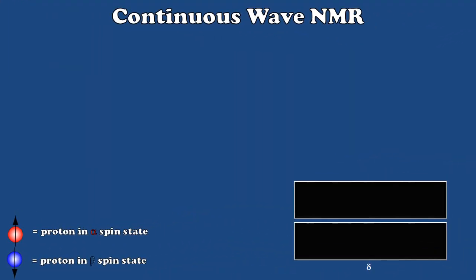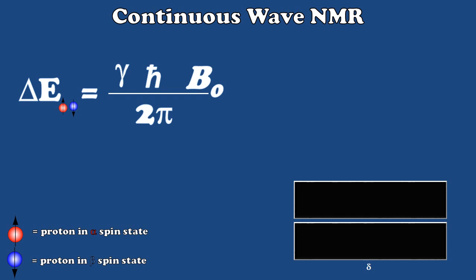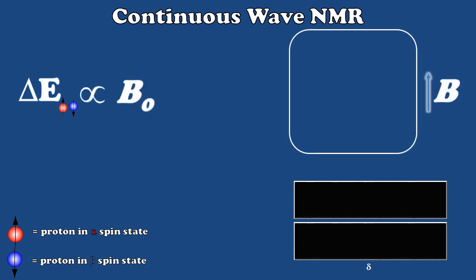So if you're following along, we have a technique that allows us to detect the transition of spin 1/2 nuclei from the alpha to beta spin state by scanning through magnetic field strengths as we irradiate it with a constant wave of radio frequency radiation. That difference in energy being proportional to the magnetic field strength allows us to do this. So if I have a collection of protons and I increase the field to which they're exposed, I can get an absorption of radio frequency.